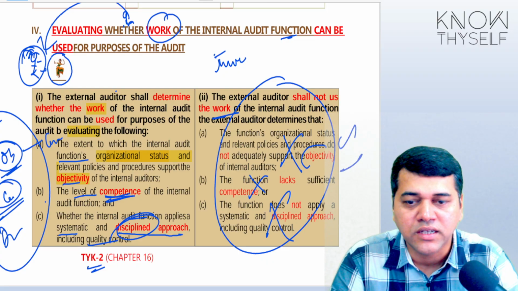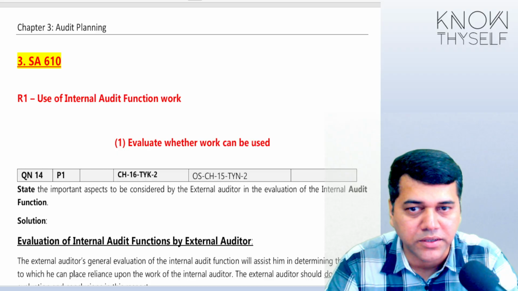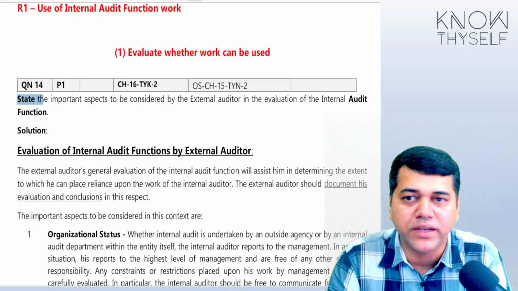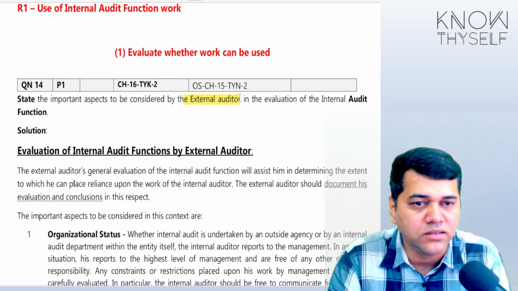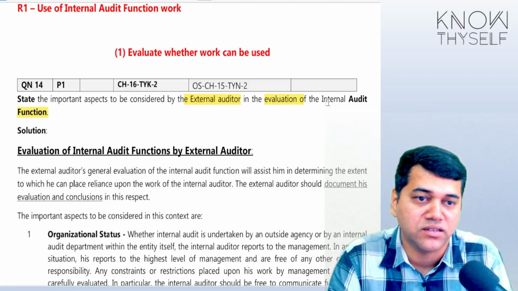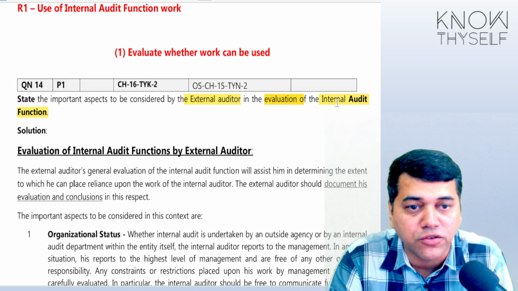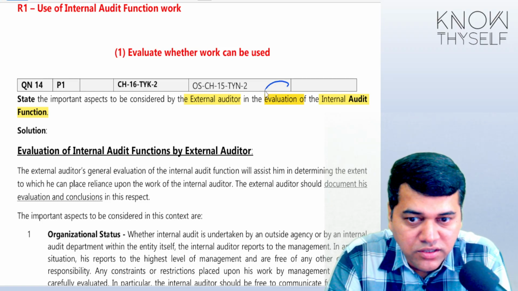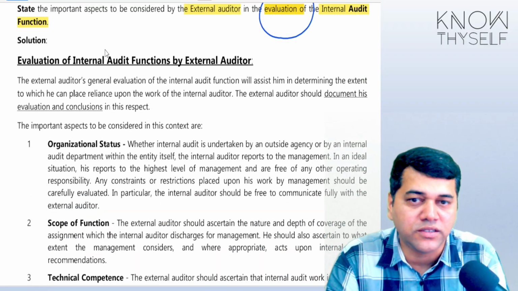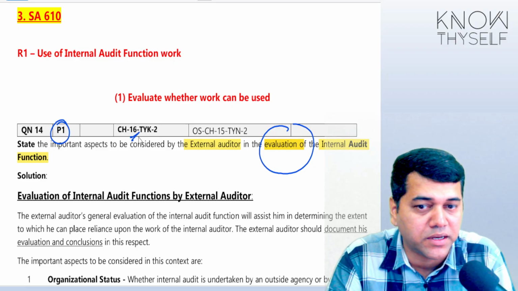Now let us see the test your knowledge 2 question. Simultaneously we will compare all the three elements. State the important aspects to be considered by the external auditor in the evaluation of the internal audit function. Look at the keyword, students, what they are expecting from you: evaluation of the internal audit function. So this is your test your knowledge 1. That's why I have marked it a priority 1 question, and it's coming from chapter number 16.